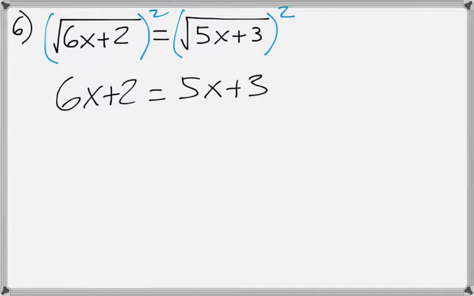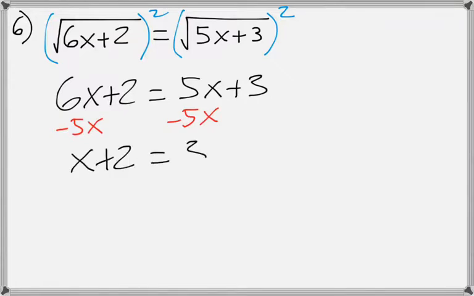So now I can just solve this. I'm going to subtract 5x from both sides, and I have x plus 2 is equal to 3. Then I want to subtract 2 from both sides, and I have x is equal to 1.